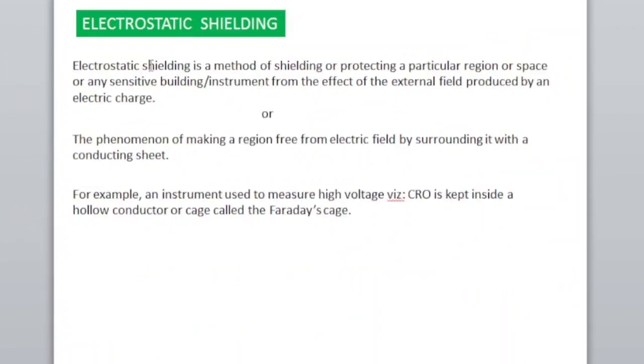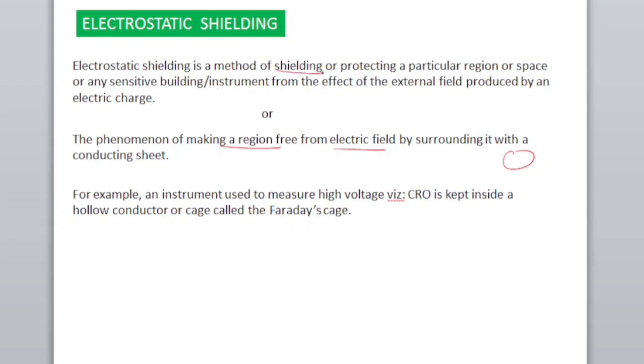Next one is electrostatic shielding. Electrostatic shielding is the phenomenon that uses the fact that electric field inside the conductor is zero. So if you want to free any region from electric field, you just put it inside the conductor. The phenomenon of making a region free from electric field by surrounding it with a conducting sheet, because in the conductor electric field is zero, is called electrostatic shielding.